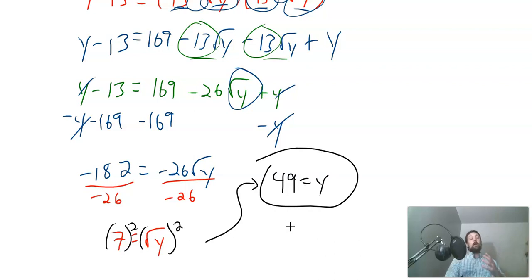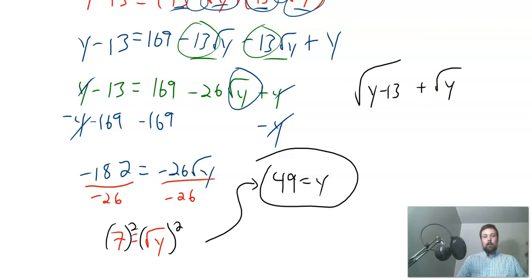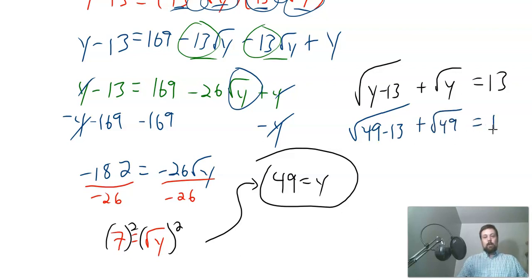Even after all that work, you can't really trust that answer. We have to check to make sure it actually works in the original equation. So the original equation was square root of y minus 13 plus the square root of y equals 13. We're going to plug in 49. So we'll get 49 minus 13 plus the square root of 49 equals 13. 49 minus 13 is 36. The square root of 36 is going to be 6.